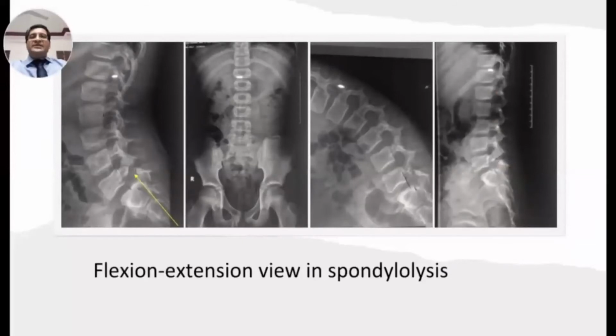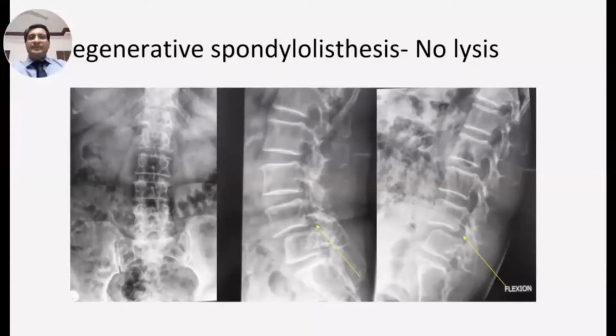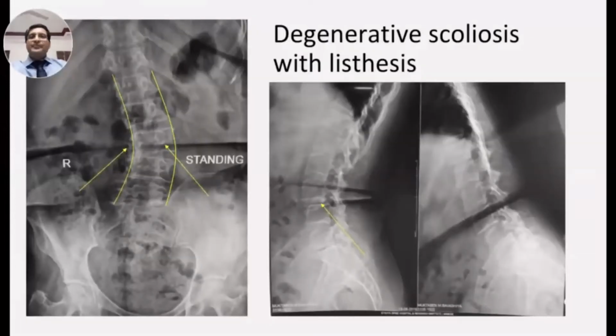If a spondylolysis is associated with the forward movement of one vertebra over another vertebra, it is known as spondylolisthesis, and in such cases, a flexion extension view carries a lot of importance. In the elderly, if there is no lysis but significant listhesis, it is known as degenerative spondylolisthesis. Degenerative scoliosis is seen with pedicle rotation with curvature of spine or may be associated with spondylolisthesis.